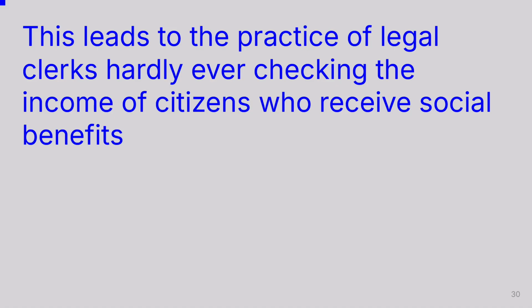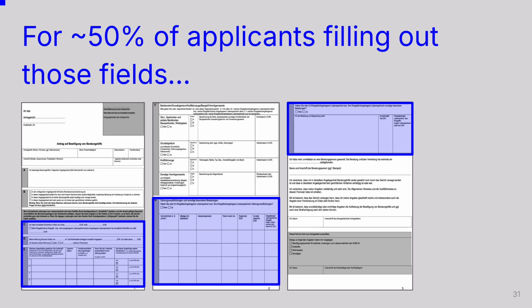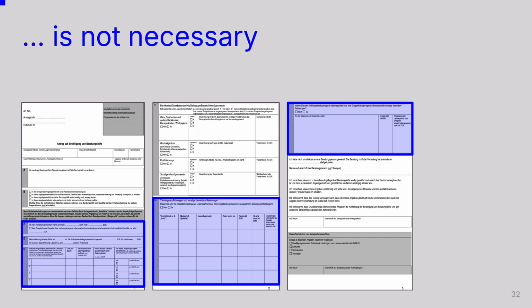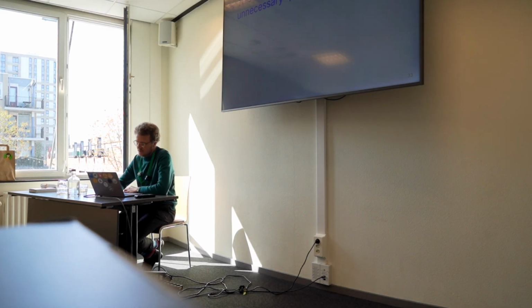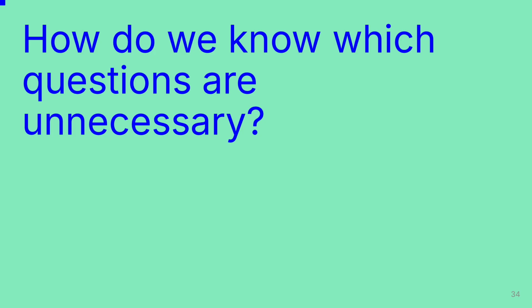And this leads to the practice of the legal clerks in the courts to not even check all those details when people hand in their applications and receive social benefits. So that means for roughly 50% of applicants, filling out those fields is actually not necessary. And this is a prime example of asking unnecessary questions, and this wouldn't get any better if we asked them in an understandable way. But the question is now, how do we know which questions actually are unnecessary?